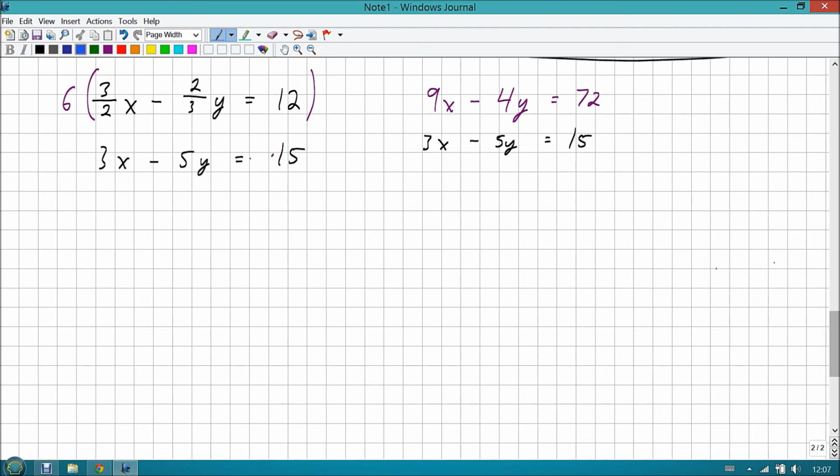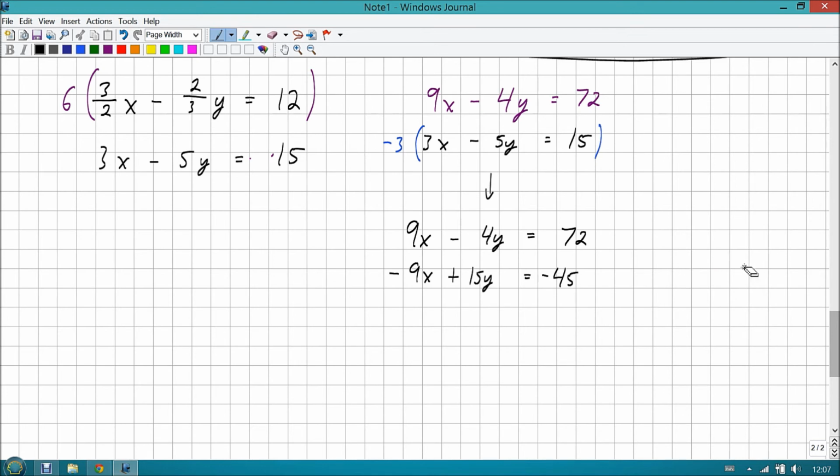All right, so to eliminate the x's, I would multiply my second row by -3. And when I do that, it gives me the system of equations: 9x minus 4y is equal to 72, and it also gives me -9x plus 15y is equal to -45.